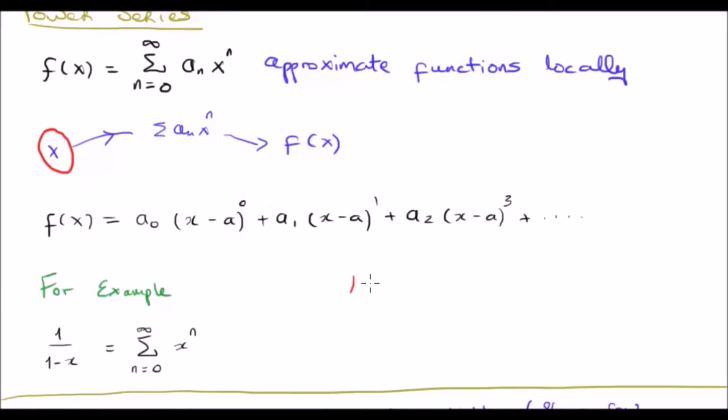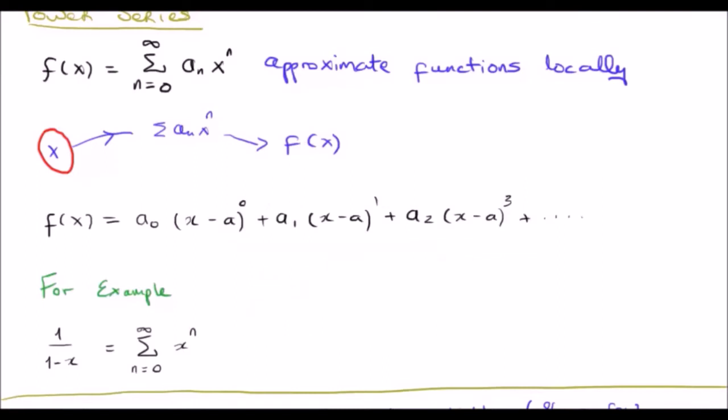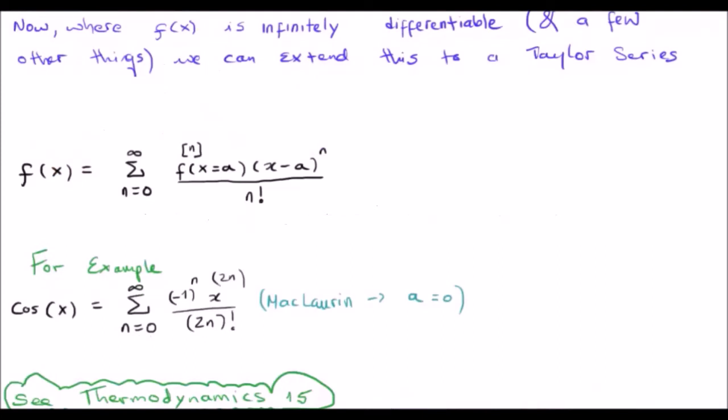And the trick here, by the way, just while we do it, is to add and subtract x, and later add and subtract x squared, and later add and subtract x cubed, and so on. So that's the trick in doing that, but that's for another day's work. Next, where f of x is infinitely differentiable, and also a few other things like smoothness and continuity and whatnot, we were able to extend the concept of power series representing functions to Taylor series and also Maclaurin series.